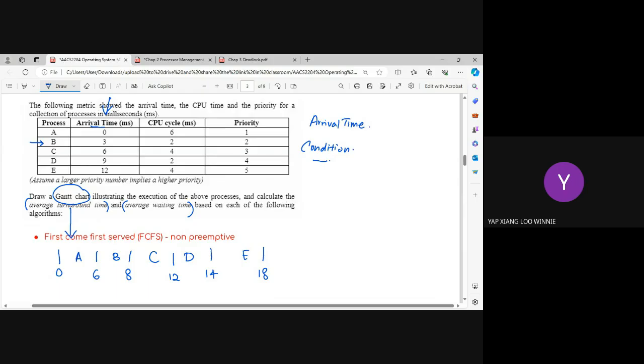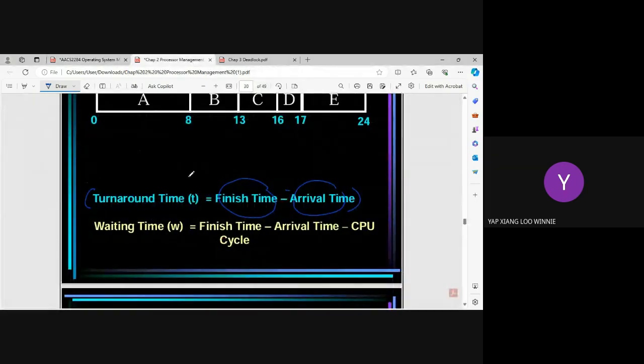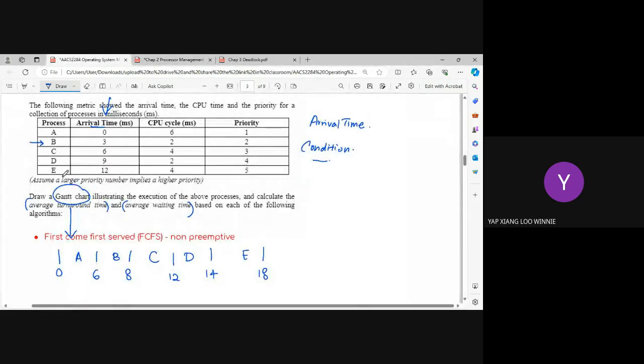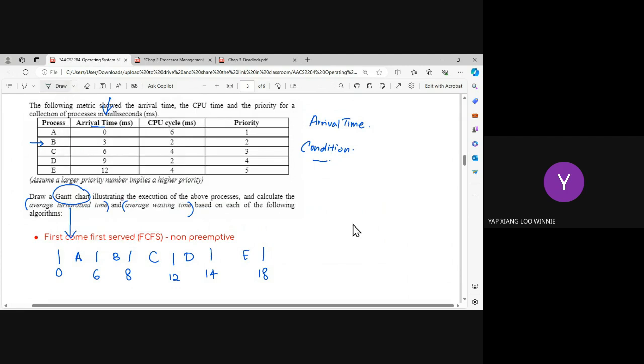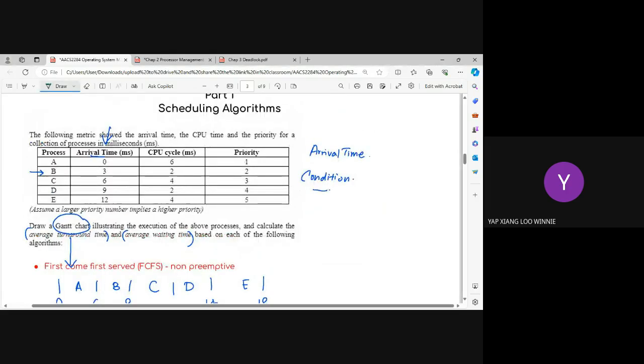Without further ado, let's directly go and calculate now. I do the turnaround time first. Every time I do this calculation, I will base it on the process. So let's say I have A, B, C, D, E, and I want to calculate the average. Let me change to another color and write this here. Just do the green color. Now, if I want to calculate the average turnaround time.